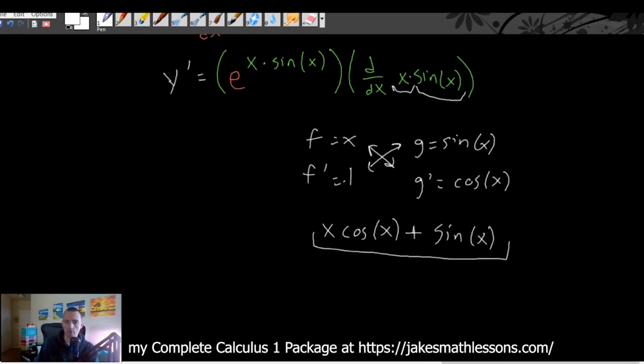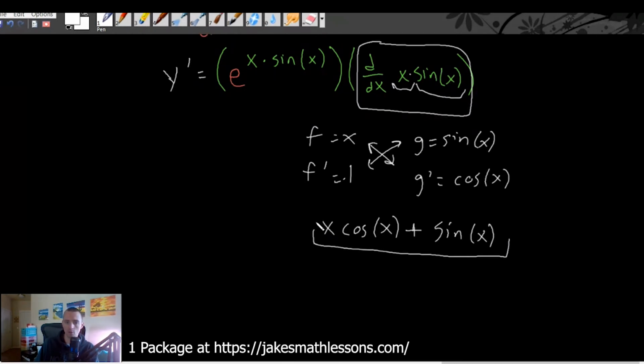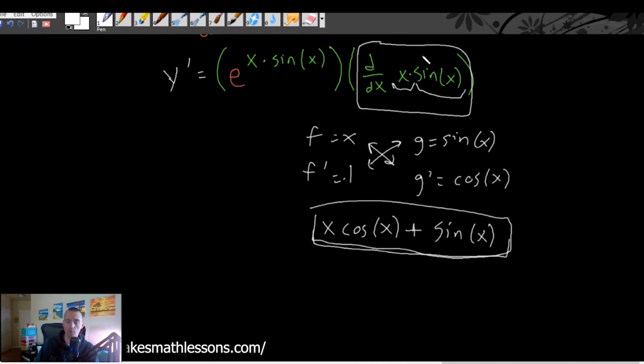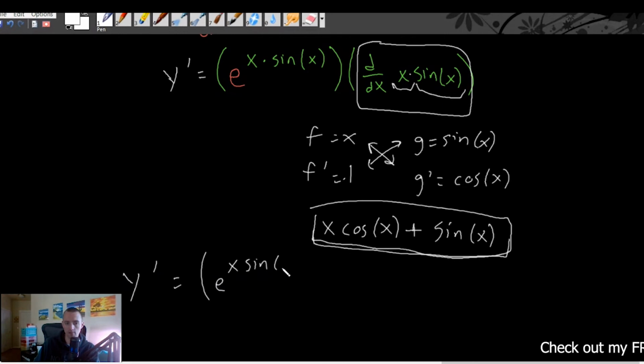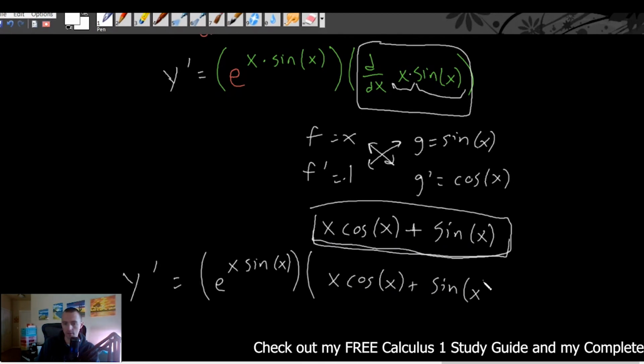So basically now going back up to this step, we can replace this whole thing here with this whole thing here, because we just used the product rule to find that the derivative of these two things multiplied is all this. So basically what that tells us is our final derivative is going to be y prime equals e to the x sine of x times all this, x times cosine of x plus sine of x.